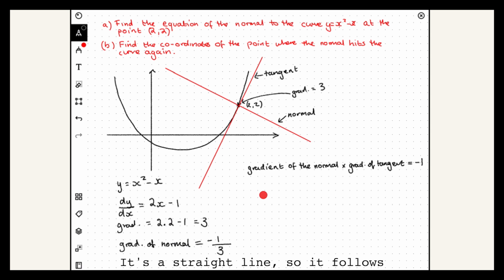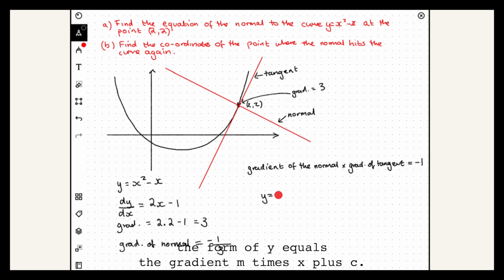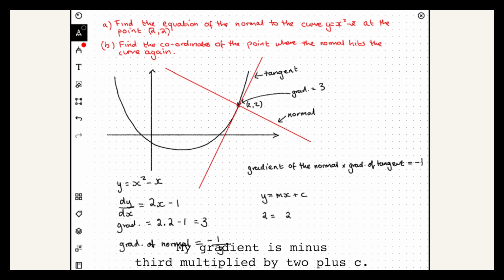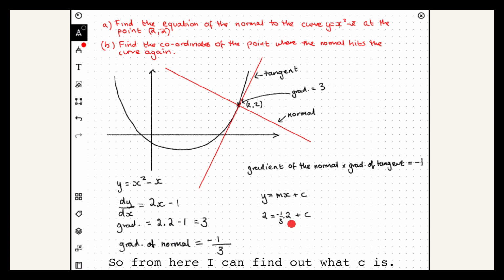It's a straight line, so it follows the form of y equals mx plus c, where c is where it crosses the y-axis. And so I know it passes through the point 2, 2. So my y is 2, my x is 2, my gradient is minus a third, multiplied by 2, plus c. So from here I can find out what c is. So 2 equals minus 2/3 plus c. So if I add 2/3 to both sides, I get 2 2/3 equals c.